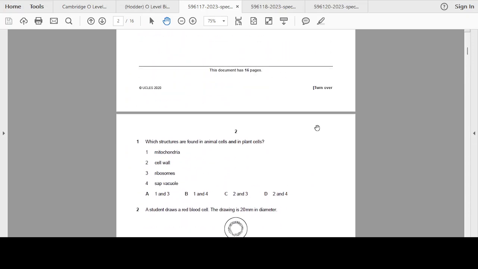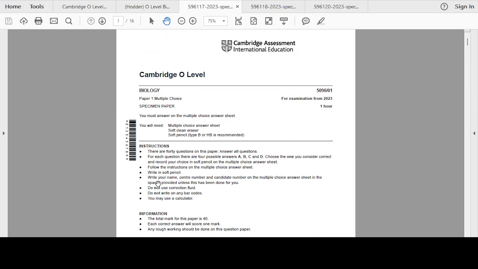And as I told you, you will have a separate answer sheet where you will mark only the A, B. So it will have question one and circles for A, B, C, D. And then it says over here, write in soft pencil, and for each question there are four possible answers. Choose one you consider correct and record your choice in soft pencil on the multiple choice answer sheet. So you mark it over here. Whatever scribbling you need to do, you do on the question paper for your ideas or information that you're recalling or calculations. But the final answer that you selected, you circle it over here, put a tick mark, or however.